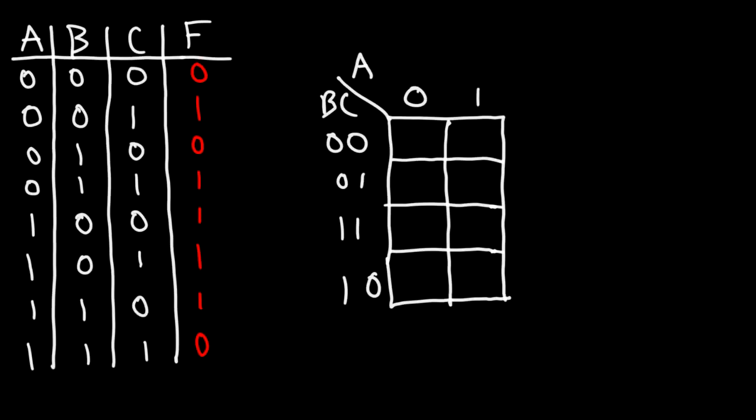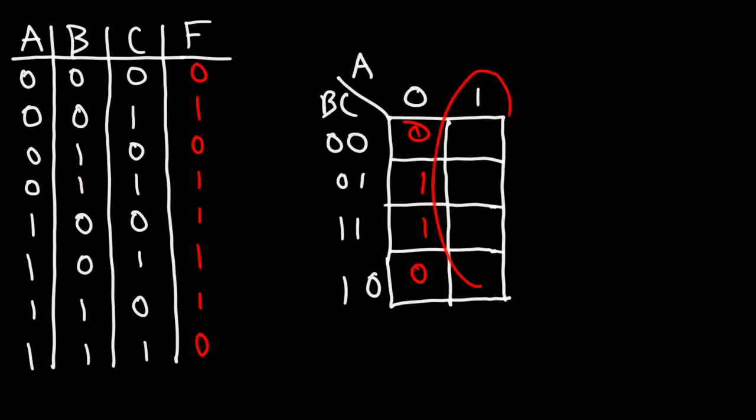Now, let's fill in the table. So for this first column, A is 0, which we can see for the first four inputs. So here, when B and C are 0, the function is going to be 0. And when BC is 0 1, the function is going to be 1. When BC is 1 0, the function is 0. And when BC is 1 1, the function is 1.